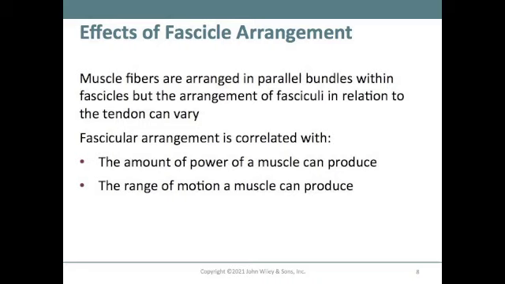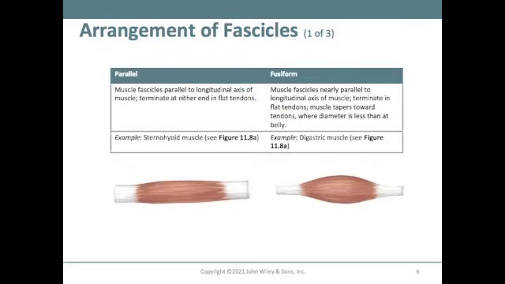So, the effects of fascicle arrangement. Muscle fibers are arranged in parallel bundles within fascicles, but the arrangement of the fasciculi in relation to the tendon can vary. Fascicular arrangement is correlated with, one, the amount of power a muscle can produce, and secondly, the range of motion. This is going to be table 11.1 on page 348. These are just the arrangement of the fascicles, and I think this is important for us to learn. So let's look at these a little bit.